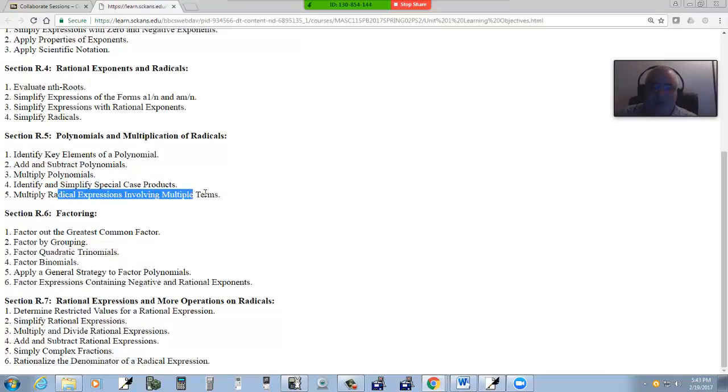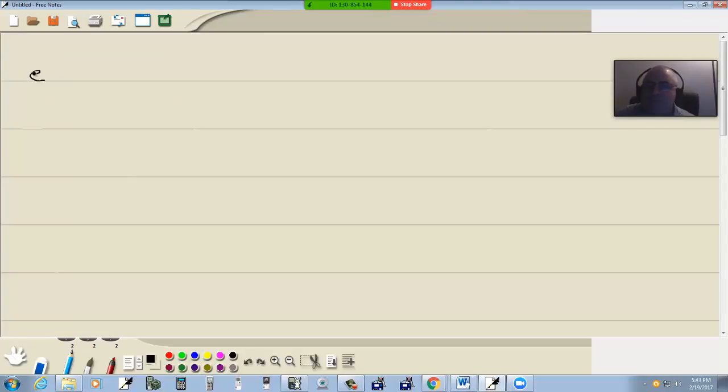Let's take a look at multiplying radical expressions. Let's say we've got square root of 5 times square root of 5. If your indexes are the same and you're multiplying two radicals together, what you do is you multiply what's underneath them and put them underneath a single radical. So square root of 5 times square root of 5 becomes square root of 5 times 5.